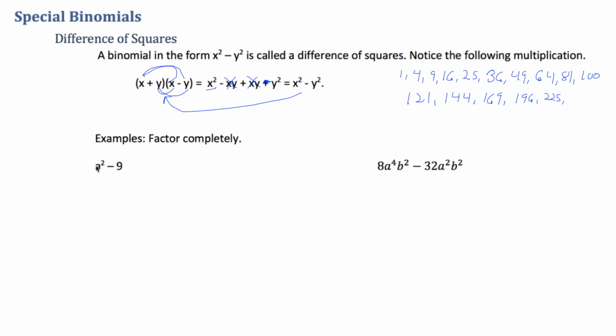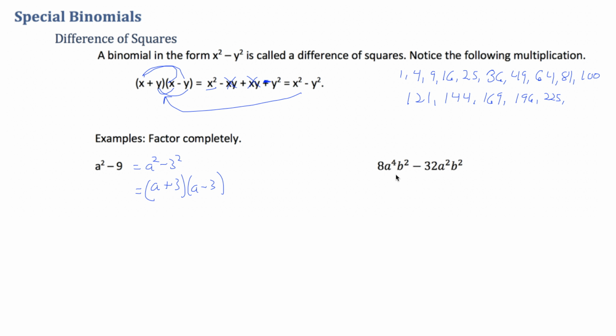So let's come down here. We think, is this a perfect square? Well, yes, it's a times a, so it's a squared minus, and you don't always have to write it like this, but we can write this as a squared minus 3 squared, because 9 is a perfect square. Here it is right here. And to factor this, it's simply going to be the square root of a squared, which is just a, plus the square root of 9, or 3 squared, so 3. So a plus 3 times a minus 3. So that's a nice simple one.